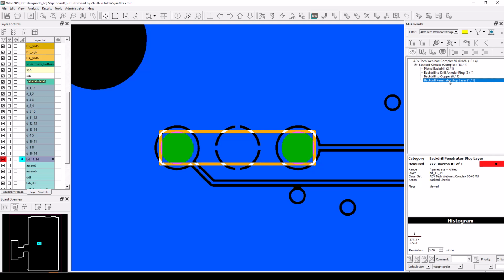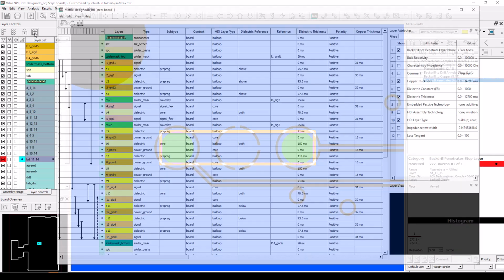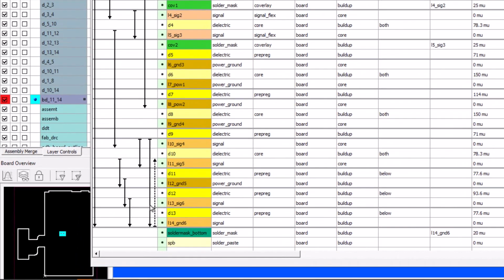The final back drill check that we'll look at deals with the depth of the back drill. This reports back drills that can accidentally pierce the stop layer and render the board unusable due to the signal layer being removed. There is an overshoot value that can be set to make sure that there is plenty of margin from the depth of the back drill to the copper signal layer. Here, there is not enough margin to safely back drill this hole.